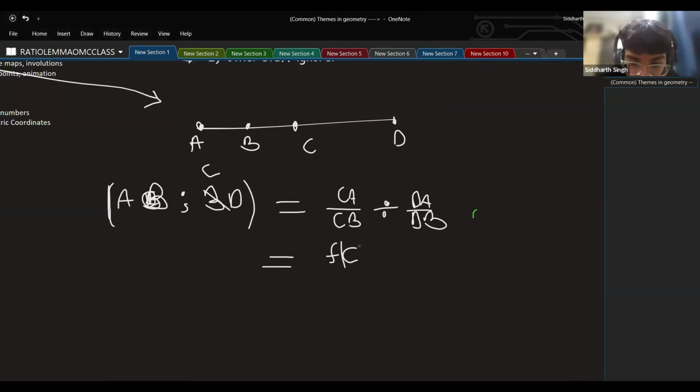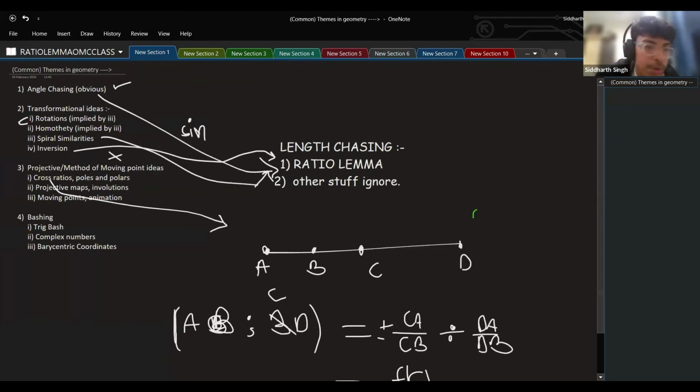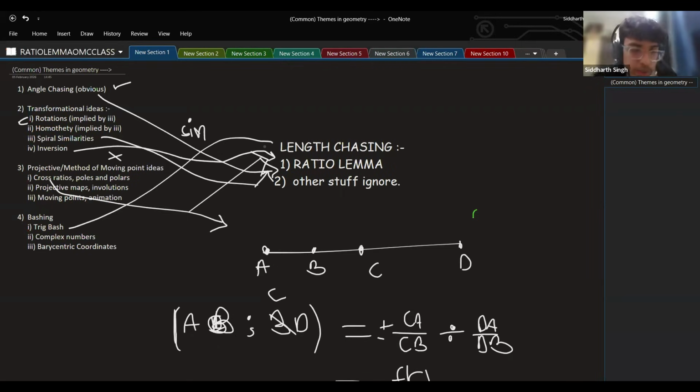So this just goes to show how much utility ratio lemma has. Why do we even use ratio lemma? Wait, is this plus minus? Okay, whatever. The reason we use ratio lemma instead of a lot of other things is because a lot of these things are interconvertible to ratio lemma. This gives ratio lemma a lot of utility. Sometimes you want to use some stuff and you're not sure what to use. Now ratio lemma is your answer. Ratio lemma you can use in a lot of things. Trig bash is also basically this ratio lemma.